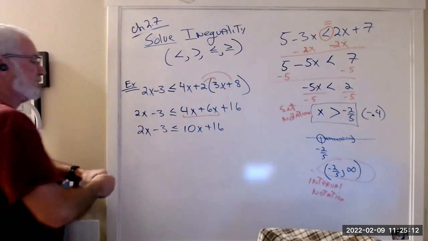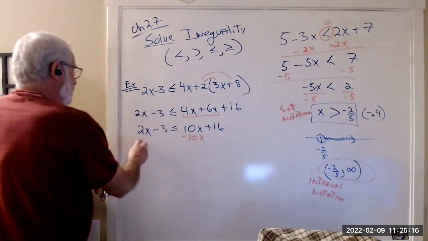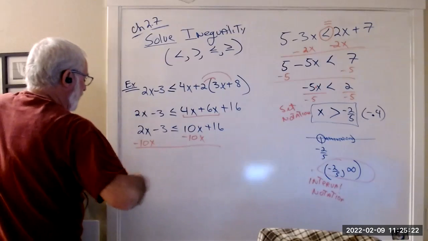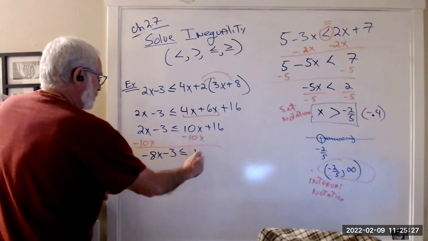I want my x's on the left, so we're going to take 10x away from both sides. That's going to give me negative 8x minus 3 less than or equal to 16.